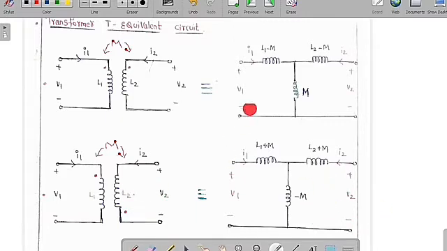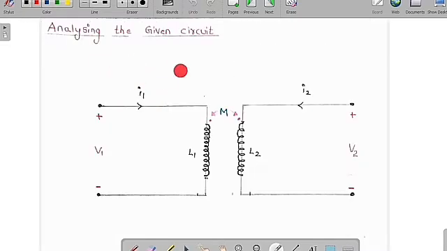So therefore here this is L1 minus M, L2 minus M and this is M, when the currents are both entering the dot terminals. But if one is entering and the other is leaving, just replace plus M by minus M, and we are going to get L1 plus M, L2 plus M and here minus M, and everything else remains the same. So instead of analyzing this circuit, you can analyze this circuit in a much easier manner.